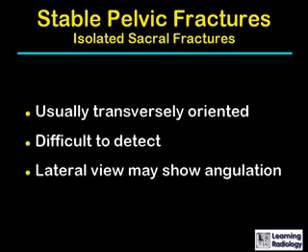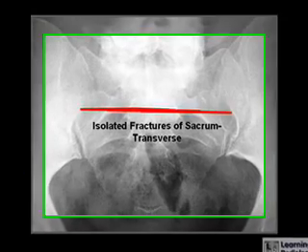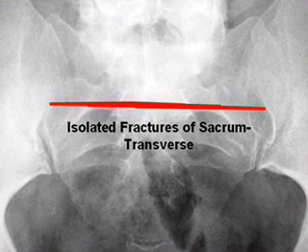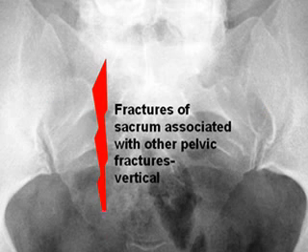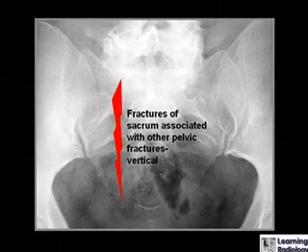Isolated sacral fractures are usually transversely oriented. They are very difficult to detect, and a lateral view can sometimes show angulation of the sacrum or coccyx. Isolated fractures of the sacrum, remember, usually occur transversely. Fractures of the sacrum that are associated with other pelvic fractures are almost always vertical in orientation.